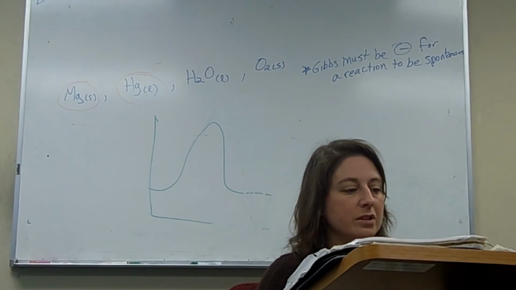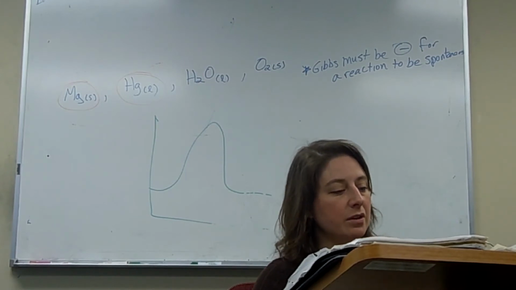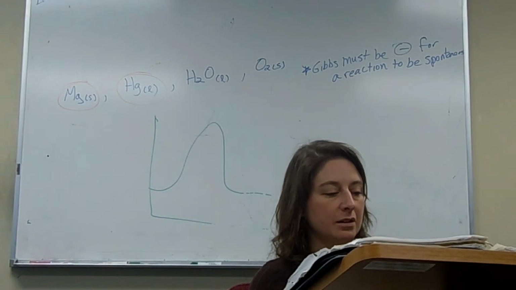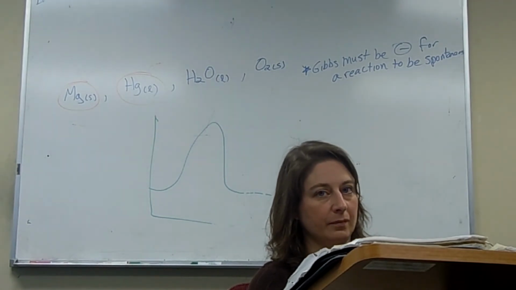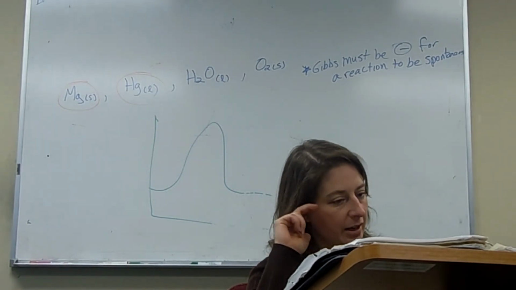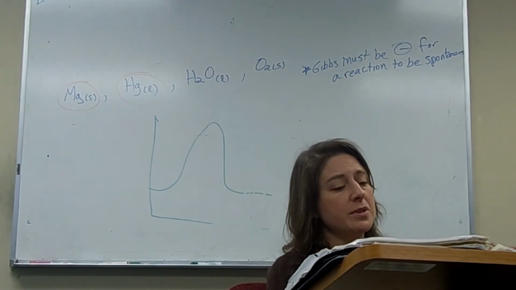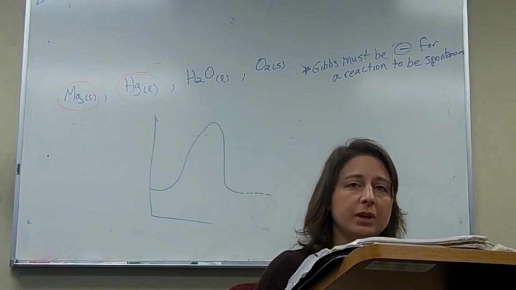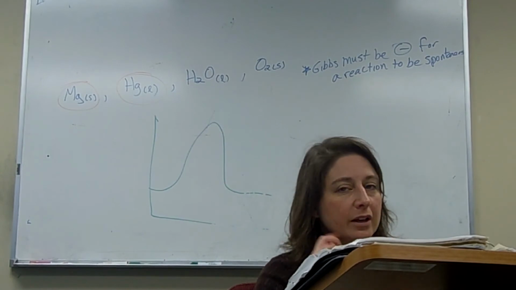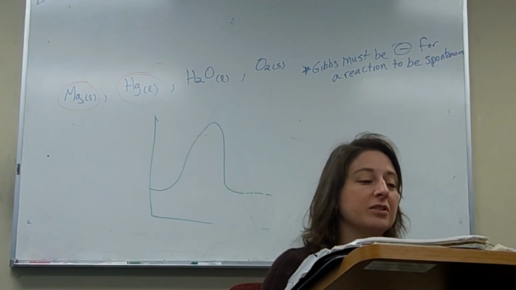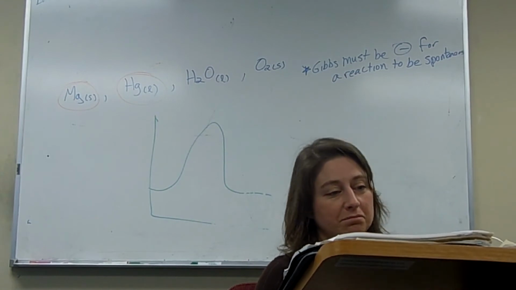Count the moles. So how many moles of reactant gas do you have? 9. And how many moles of product gas? 6. So if you go from 9 moles of gas to 6 moles of gas, did entropy increase or decrease? It decreased. Entropy decreased. So, good.